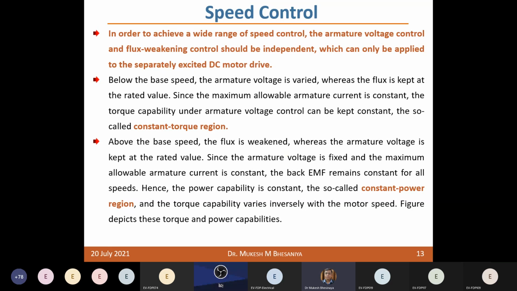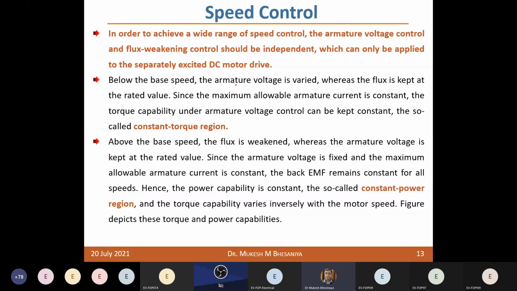In order to achieve this wide range of speed control, the armature control and the flux weakening control should be independent, which can only be applied to the separately excited DC motor. No doubt, if you have a shunt motor or a series motor, wherein the field winding is either connected in shunt with the armature or in series with the armature, you do not have an independent control of the armature voltage and the field, right?